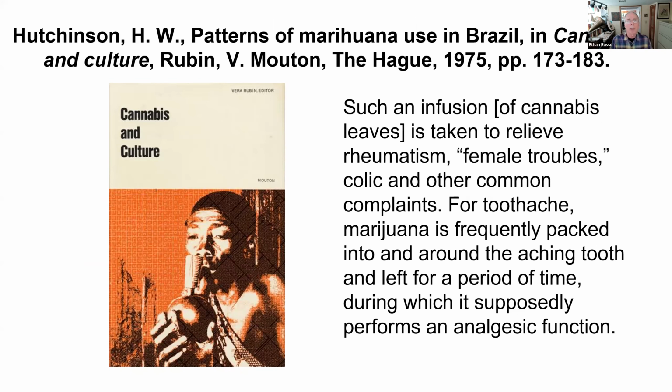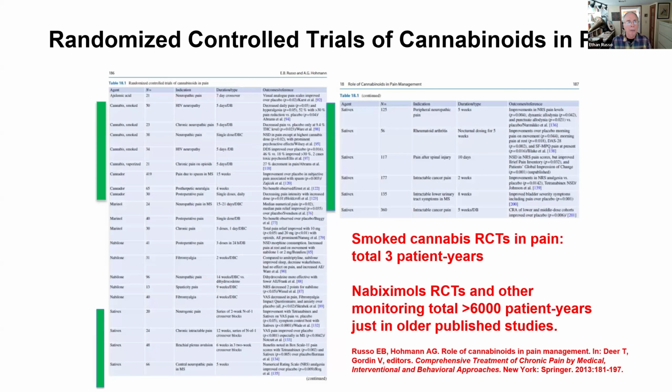This is a fascinating book that was published in the 70s called Cannabis and Culture, and there was a chapter on Brazil. Talking about an infusion of cannabis leaves to relieve rheumatism, joint problems, female troubles, colic, and other complaints. And referring to the local anesthetic effect of cannabis, for toothache, marijuana is frequently packed into and around the aching tooth and left for a period of time, during which it supposedly performs an analgesic function. We know that there are various substances that would exert such benefits.